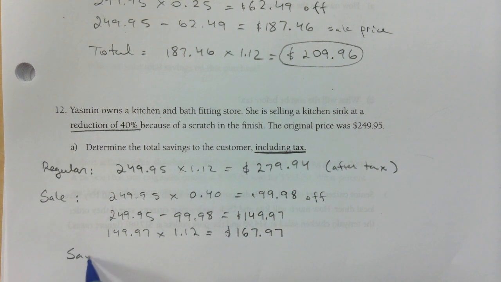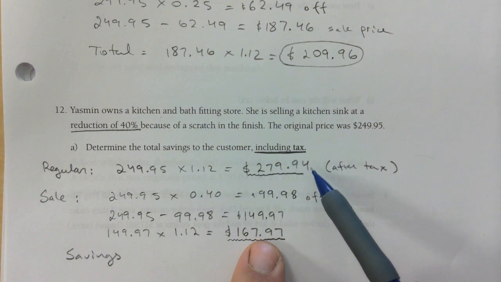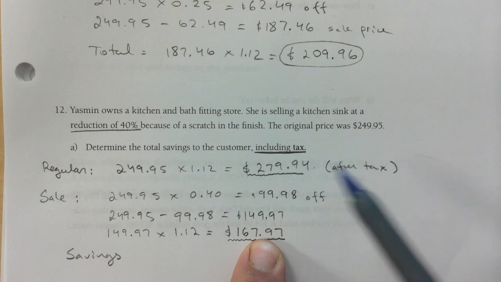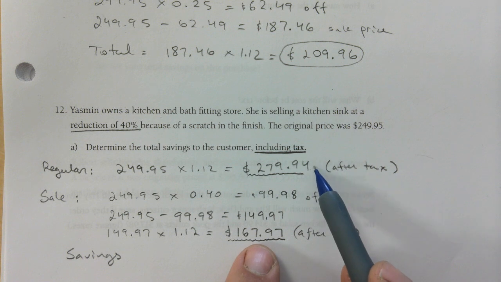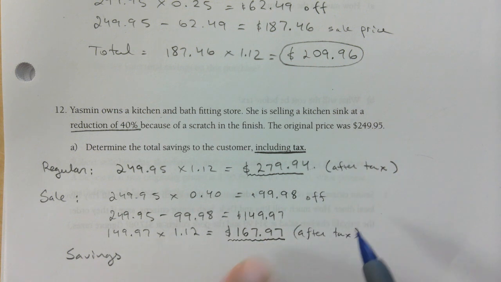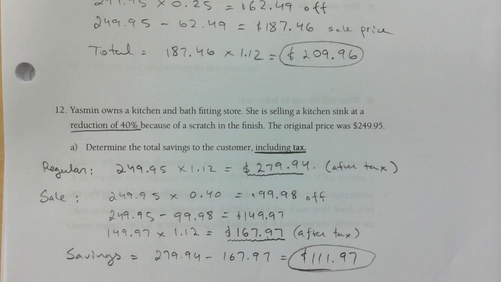So savings, I'm going to underline this because this is important to me, right? This would have been the price had you purchased it at the regular price, including tax. This is also after tax. So regular after tax, savings after tax. So sorry, sale after tax. So the savings would be $279.94 minus $167.97. And you get $111.97. That is what they're after.